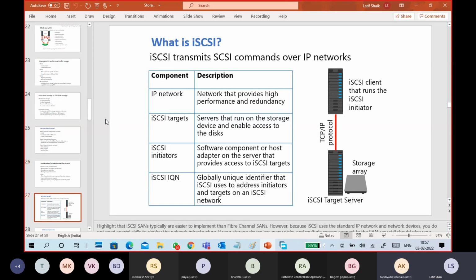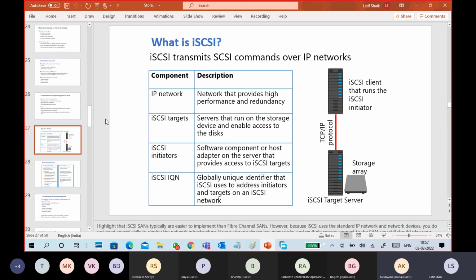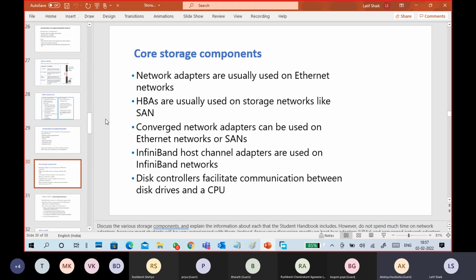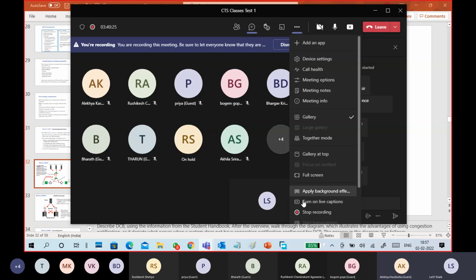This is about iSCSI. So guys, iSCSI related. If possible, I have to cover a few things. First of all, I will tell, then I will stop.